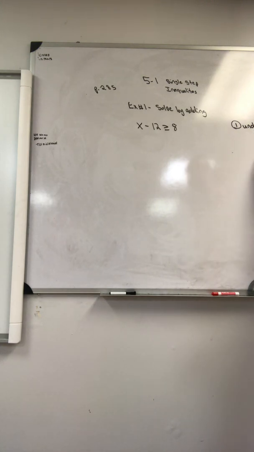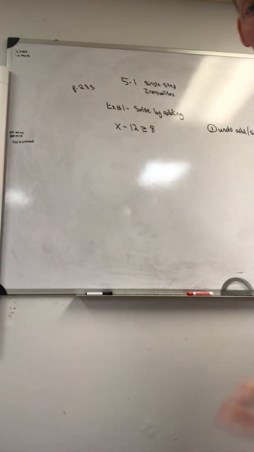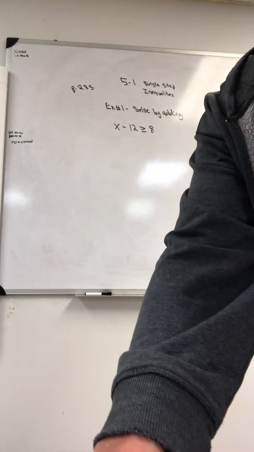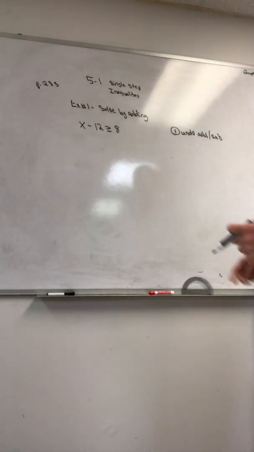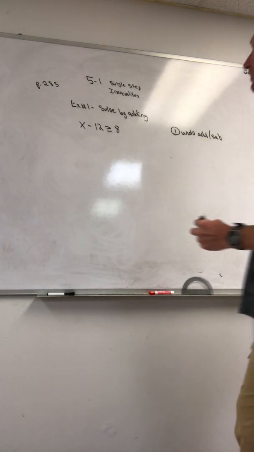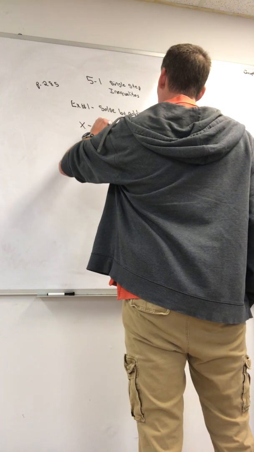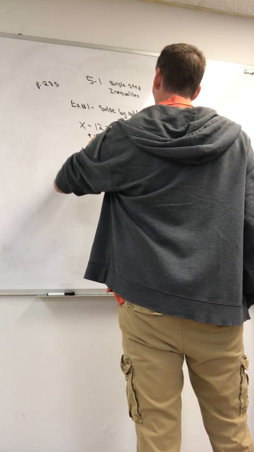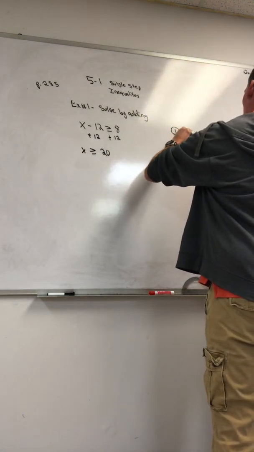Let's see if you can see this up here. Undo the add or subtract. Well, in this case, undo the subtract by adding. So we get x is greater than or equal to 20.